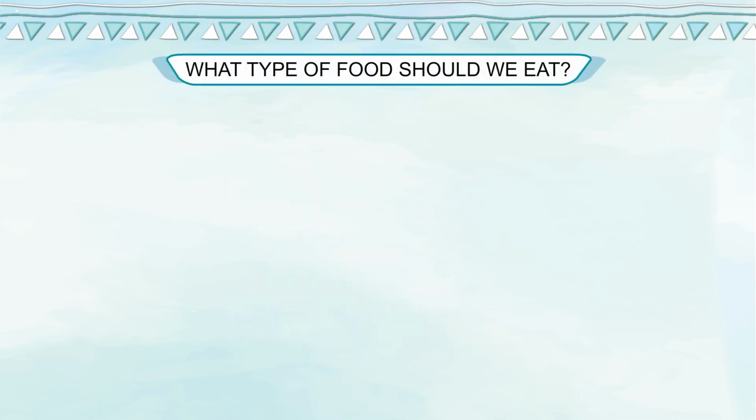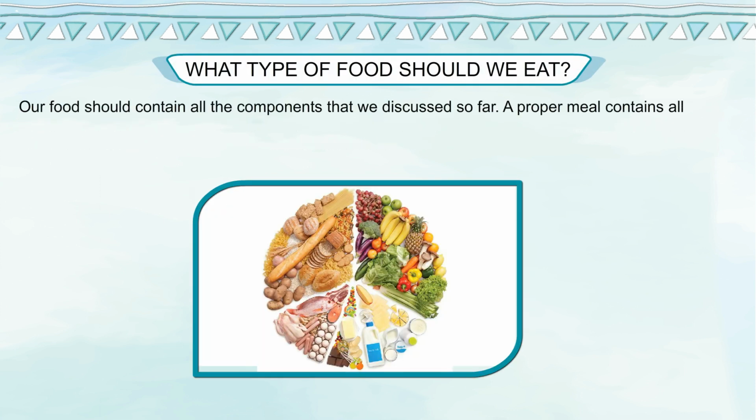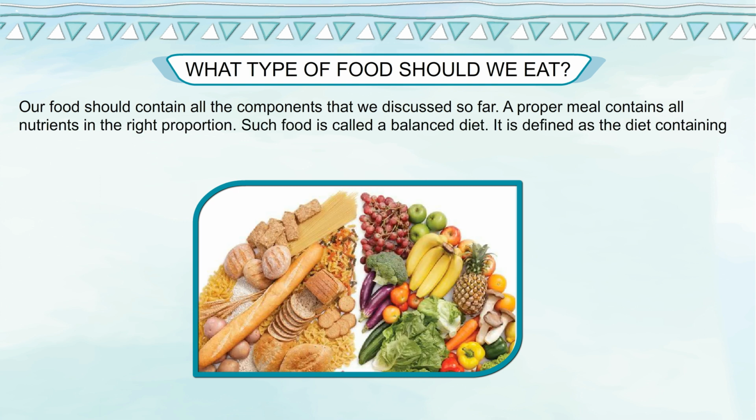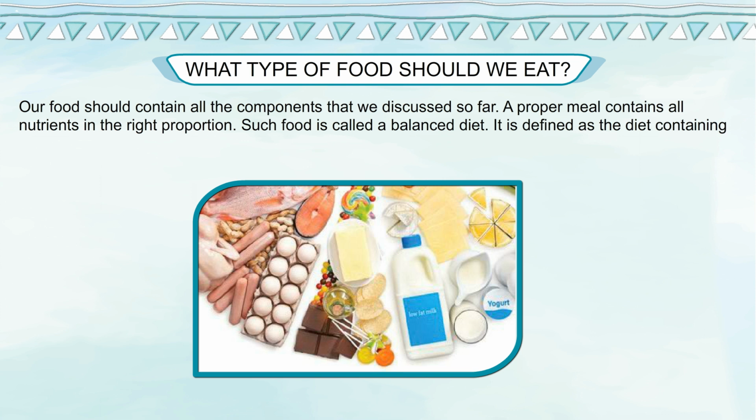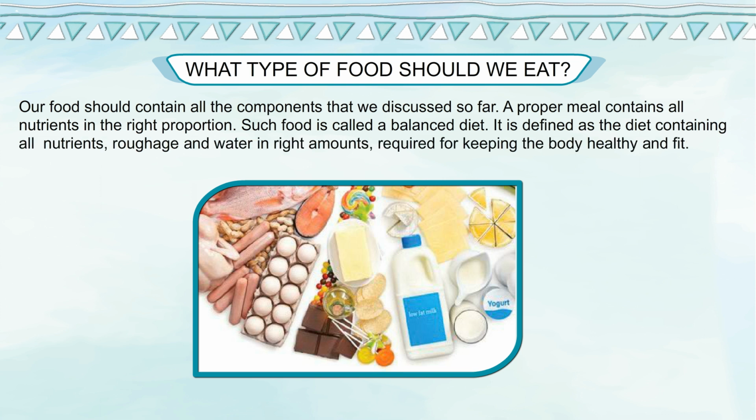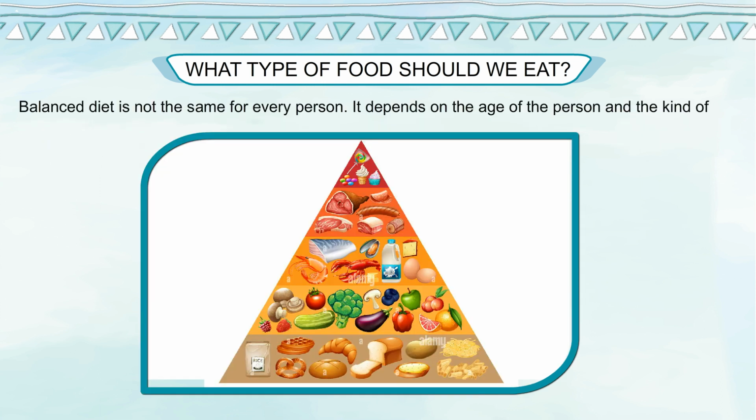What type of food should we eat? Our food should contain all the components that we discussed so far. A proper meal contains all nutrients in the right proportion. Such food is called a balanced diet. It is defined as the diet containing all nutrients, roughage and water in right amounts, required for keeping the body healthy and fit. Balanced diet is not the same for every person.